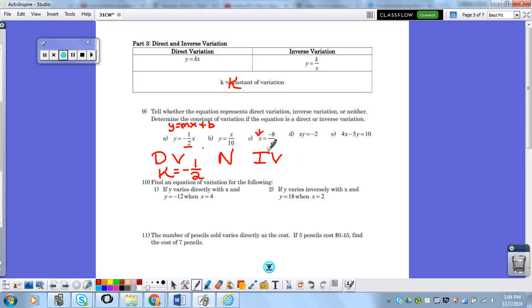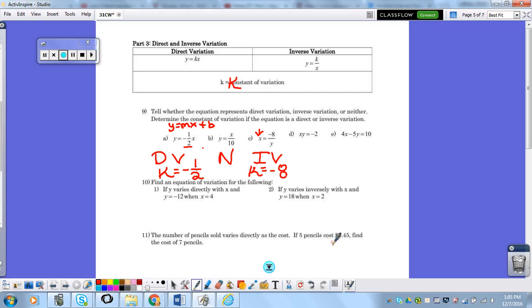Letter C is an inverse variation equation because, yes, x is here, but if you notice, one variable is on top and one variable is on the bottom. So it all depends on what letter you use. It's okay that you're using y and x in different places. What matters is that one variable is on top, one variable is on the bottom. Since it's inverse, your k is equal to negative 8.